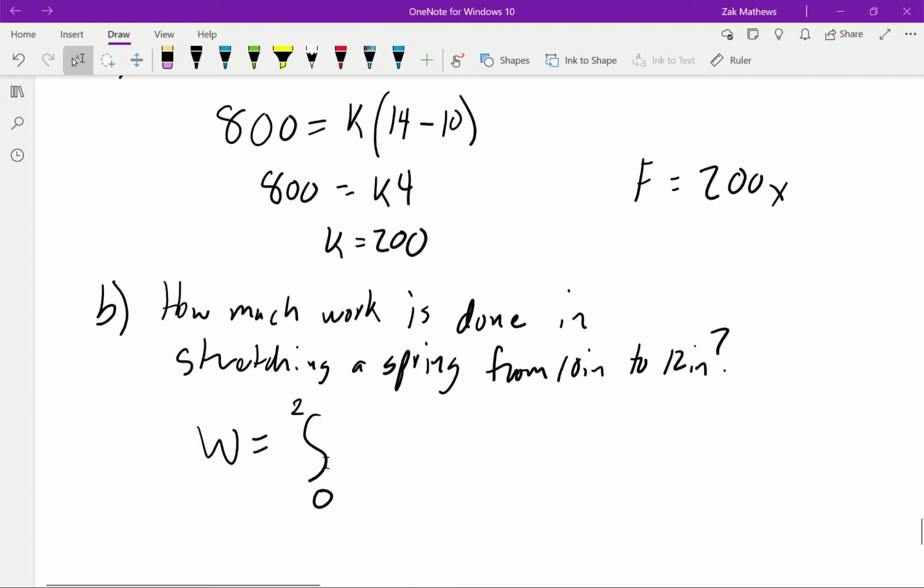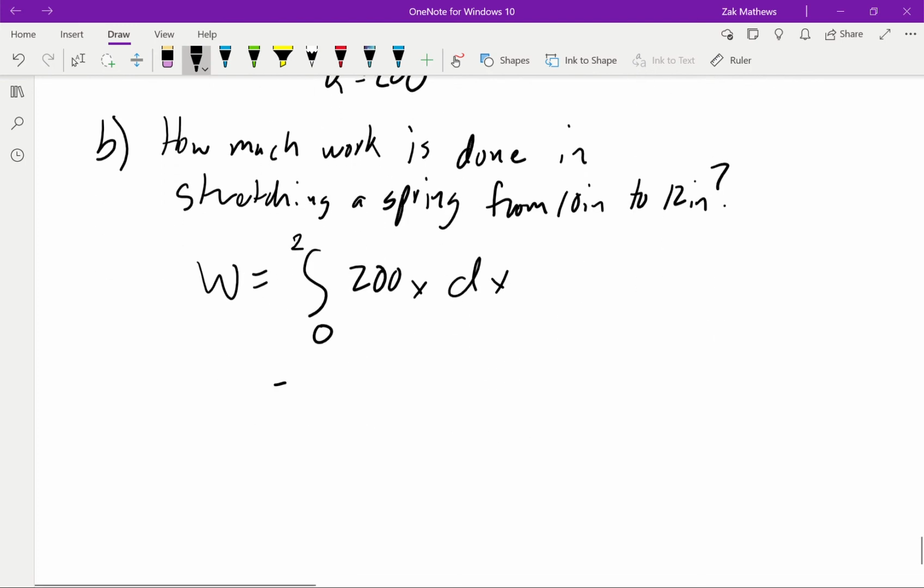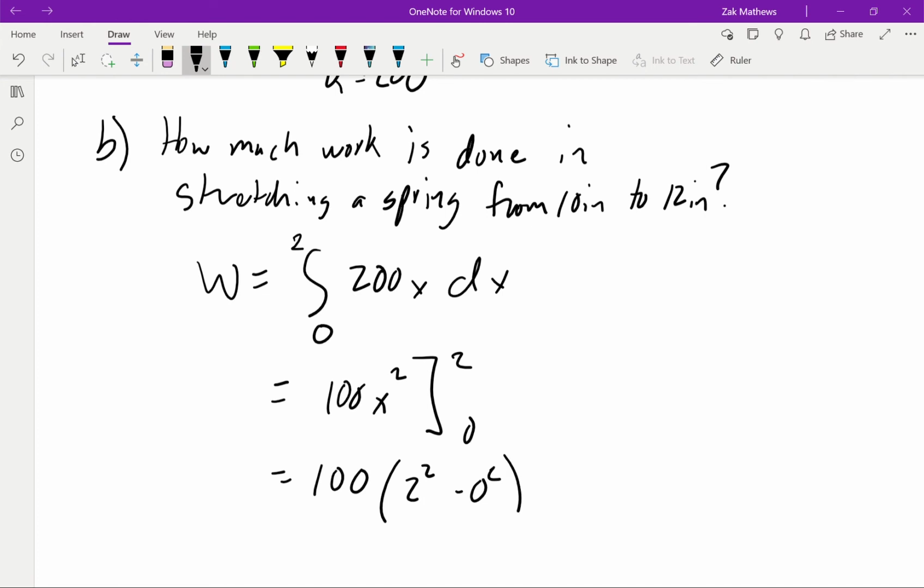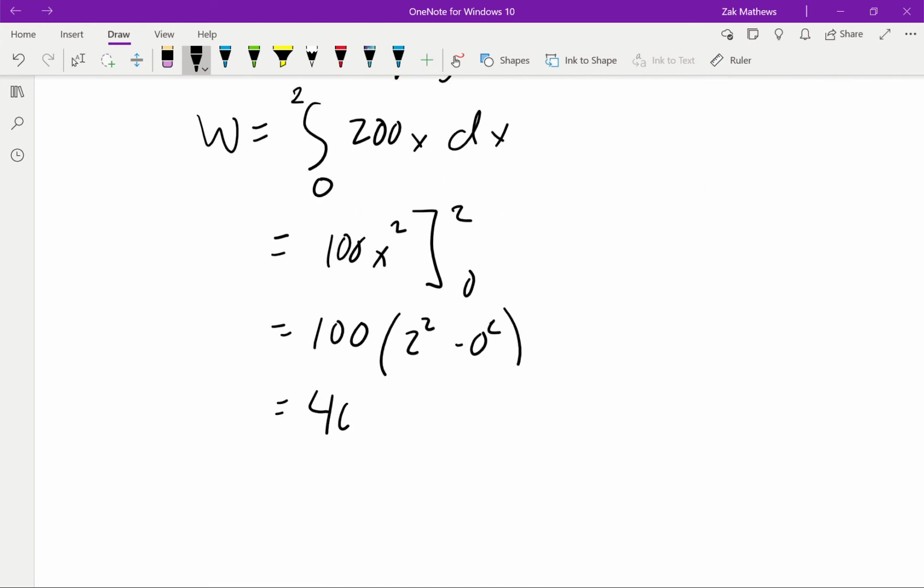I should also note it doesn't matter if we stretch it or compress it. Work done on springs in both the stretch and the compressed directions works the same. So we're going from 0 to 2, and then our equation that we saw just a second ago, 200x, that is our force for this spring, dx. So if we take our antiderivative, we would get 100x squared. We're integrating from 0 to 2: 100 times 2 squared minus 0 squared. And 2 squared is 4, times 100 is 400.